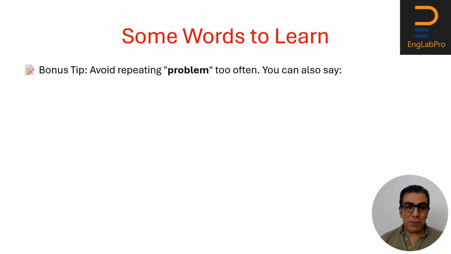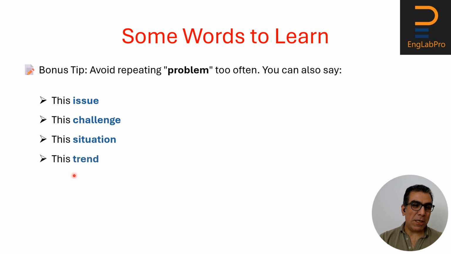But here in this topic, we normally have the word problem. So if we want to repeat the word problem, it's not really beautiful. So maybe instead of this word, you would have these alternatives. You can say this issue instead of this problem, this challenge, this situation, or this trend. So in order to make it more beautiful, in order not to repeat words, you can use synonyms. And in this case, we have the word problem that is repeated so many times in the essay. So maybe these words are helpful in order to avoid repeating the word problem.